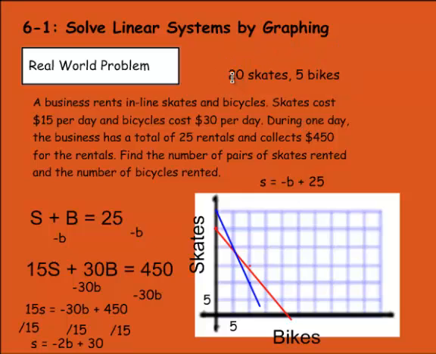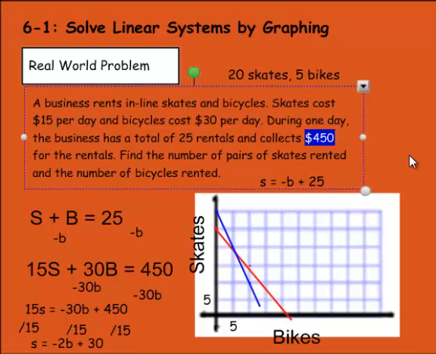So if you want to do the math, you probably could find out if we got that correct. So 20 times 15 would be 300, plus the 5 times 30 would be 150. 300 plus 150 would be 450. So it looks like we're on target.